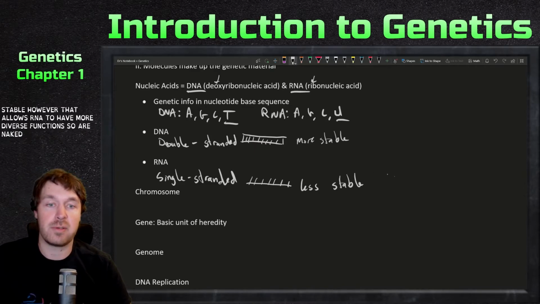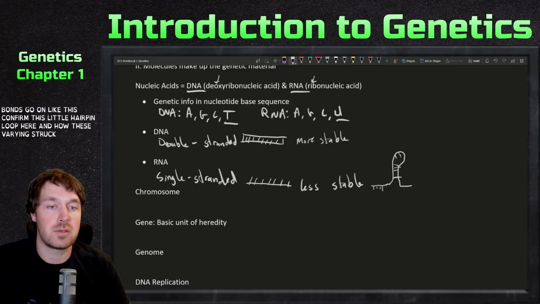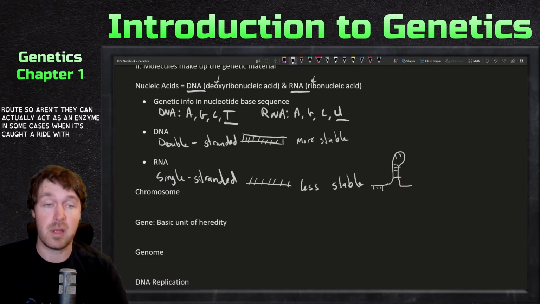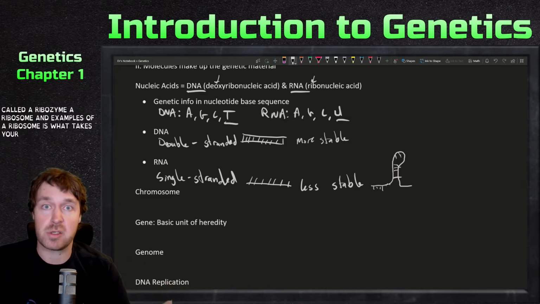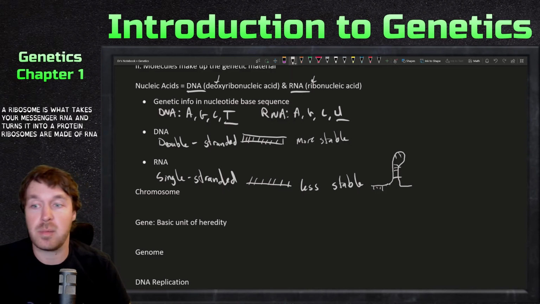So RNA can actually form hairpin type structures. So it can have bonds going like this, it can form this little hairpin loop here, and have these varying structures throughout. So RNA can actually act as an enzyme in some cases, when it's called a ribozyme. A ribosome is an example. A ribosome is what takes your messenger RNA and turns it into a protein. Ribosomes are made of RNA and a little bit of protein.